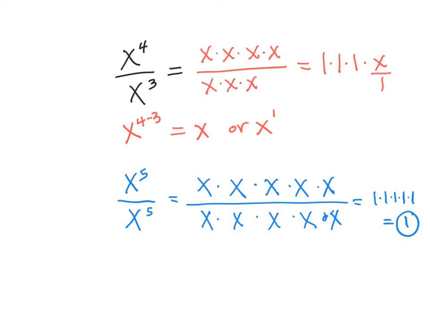But if you remember our subtraction rule from up here, if we apply that, we realize that x to the 5 minus 5 equals x to the 0, but we know from what we just did that that equals 1. So the bottom line here, as long as the number involved, the base, is not 0, any number to the 0 power will always equal 1.